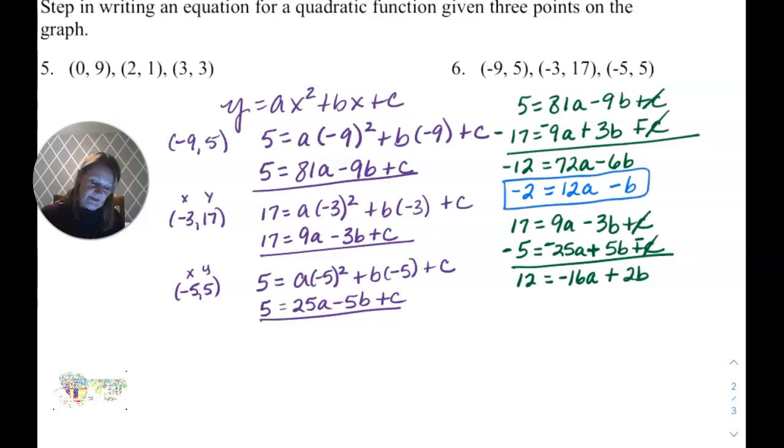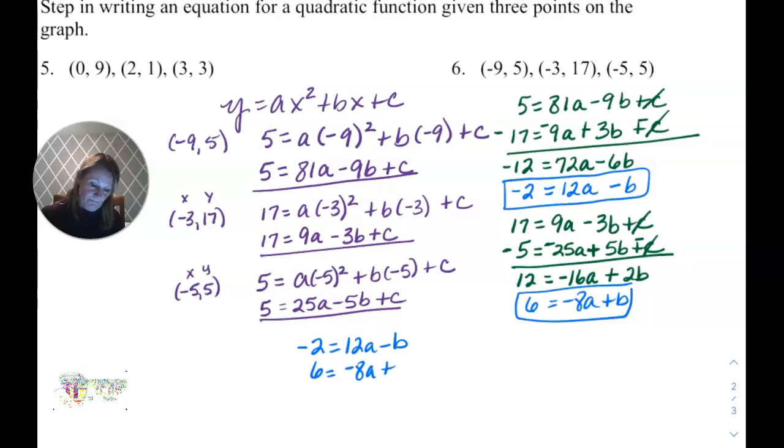I'm going to do the same thing here. I'm going to divide by 2. Okay. And that means that now I have a -2 equals 12a minus b, because that can be simplified. And I have this one. Okay, and now those are going to cancel, makes it really nice. That's going to give me 4 equals, what is 12 minus 8 is also 4. So that means that a is 1.